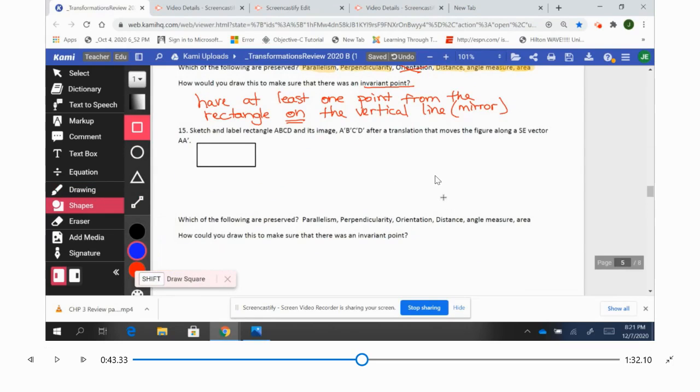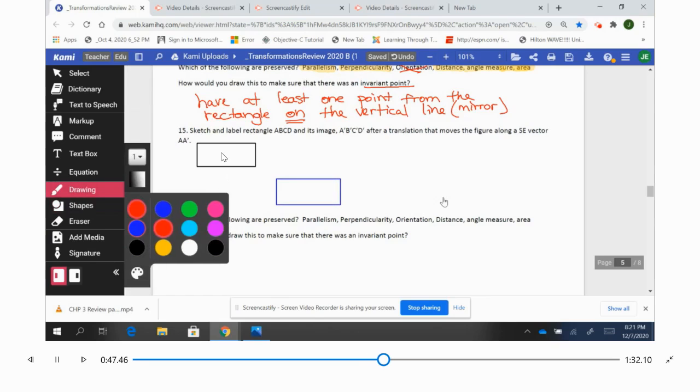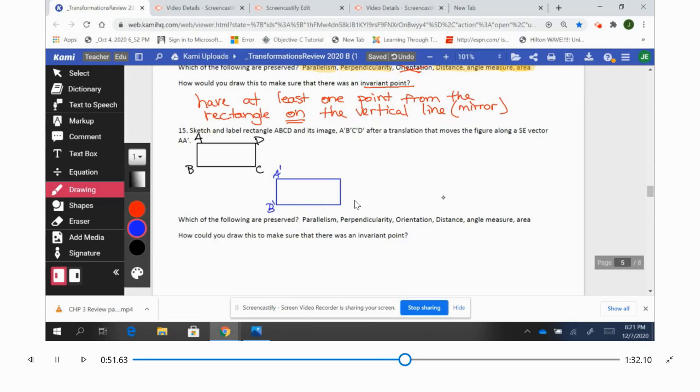Okay, so I think this means a southeast vector. So we're going to sketch and label a translation. I'm going to assume north is up, south is down, east is right. So we're going to go southeast, which you're seeing right there. So A to A prime is in a southeast direction.